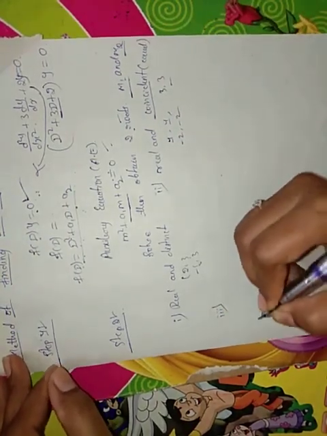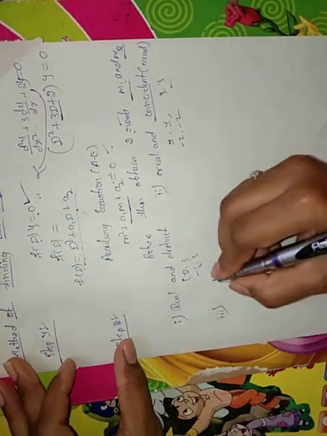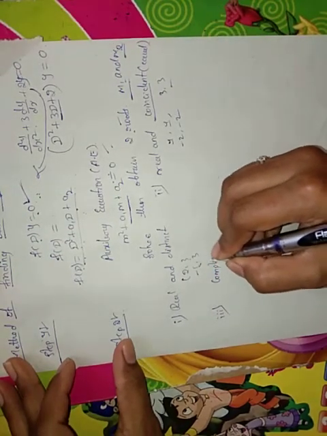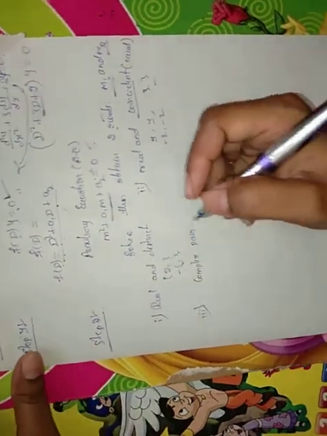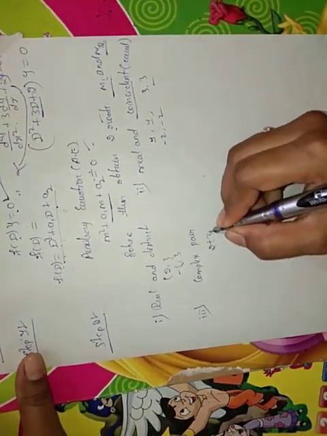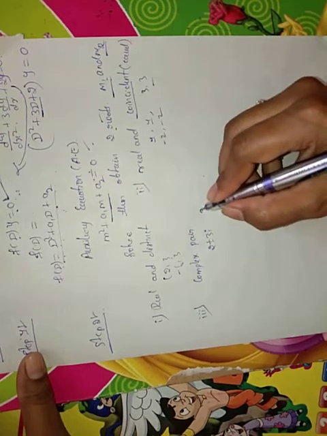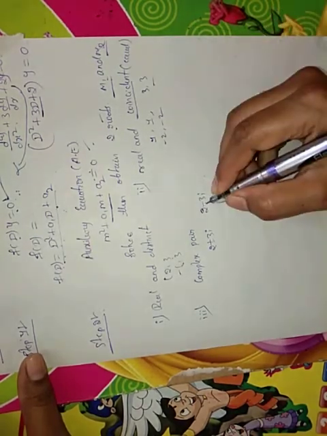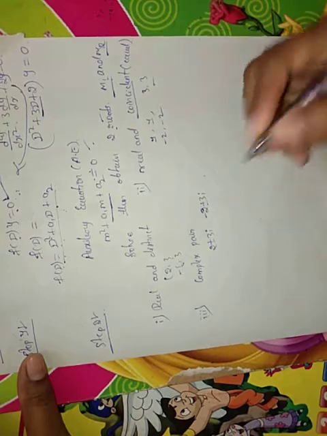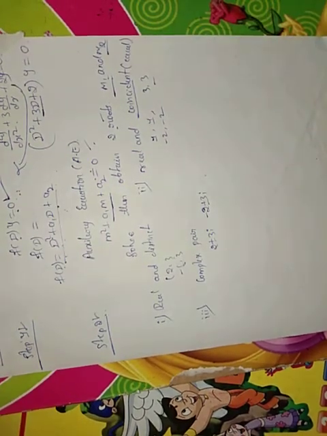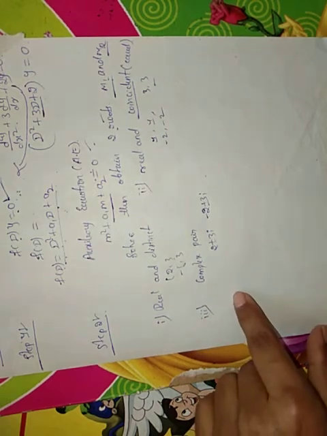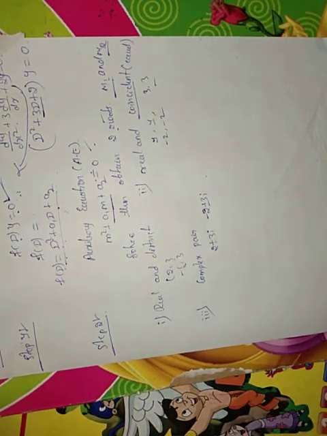Third case is the root may be a complex pair. The root may be a complex pair, like that. The root may be 2 plus or minus 3i, or 2 minus 2 plus or minus 3i, like that. Maybe a root is in that kind also. So this kind of examples we have in your previous semester.